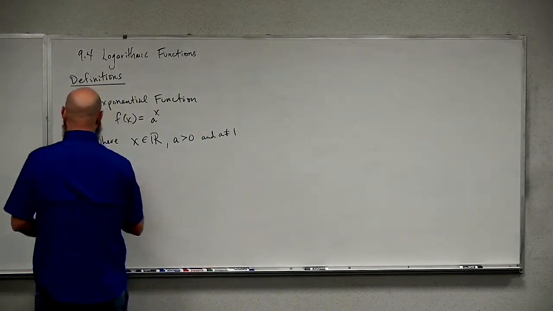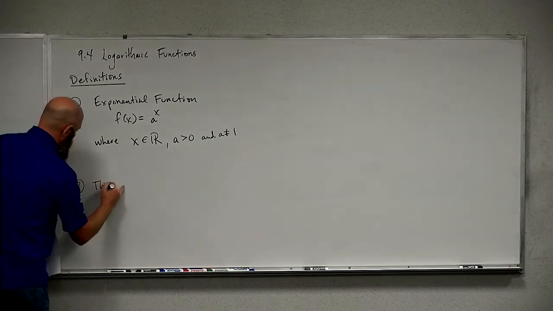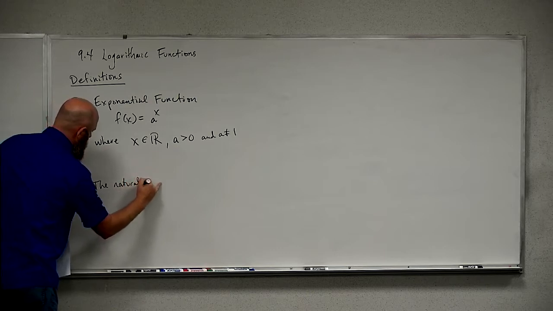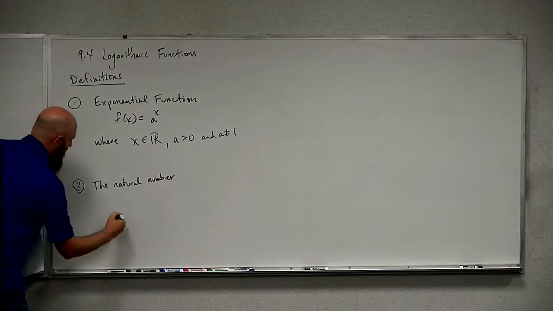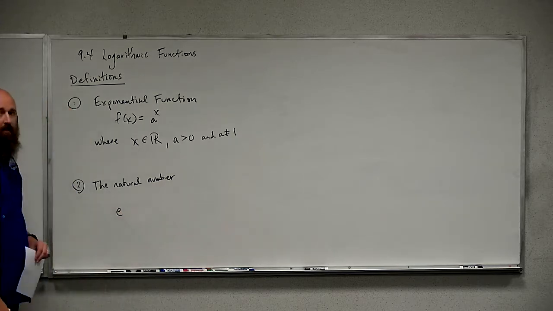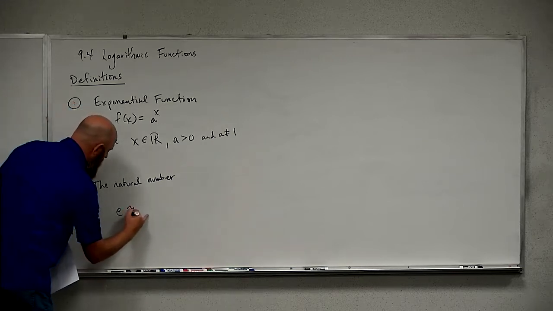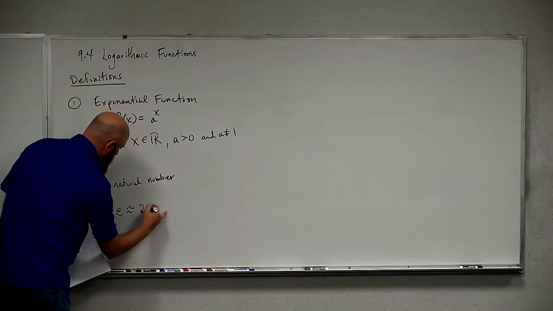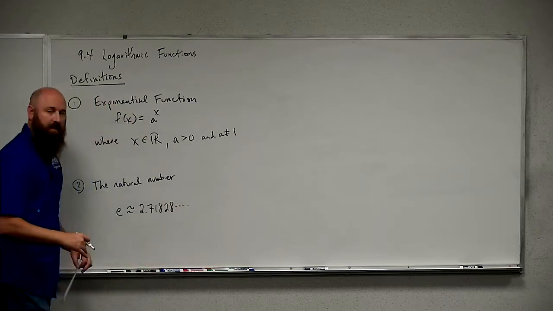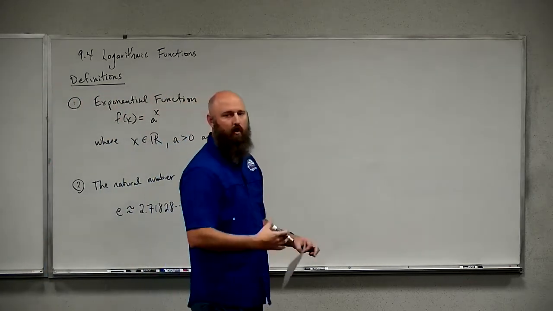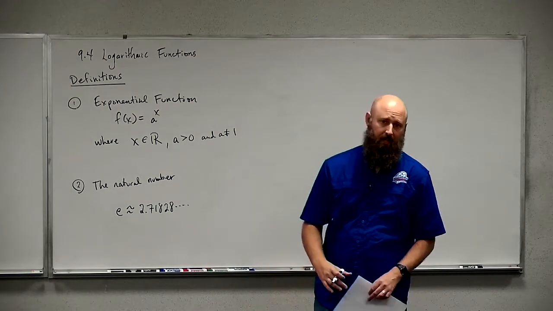Also from 9.3, we have what's called the natural number. We denote it with the letter E, kind of like pi or i that we've looked at before. This is approximately 2.71828, and it goes on forever. It never repeats, kind of like pi, but it's one that just keeps coming back up over and over again, and so it got its own letter.